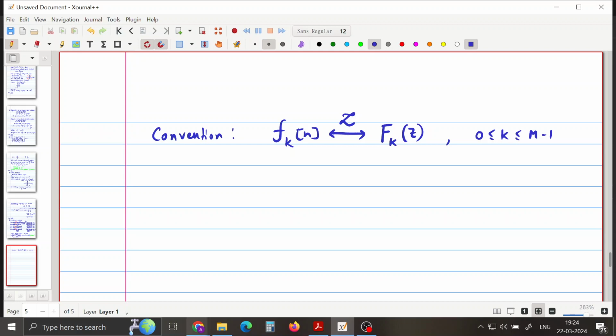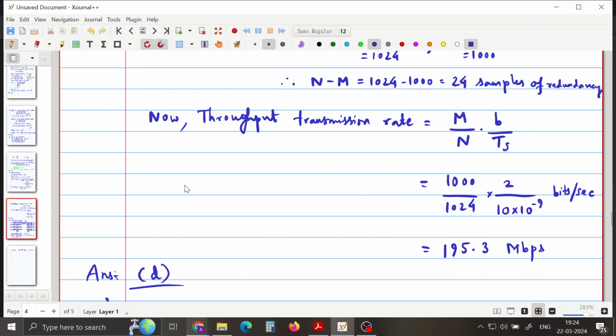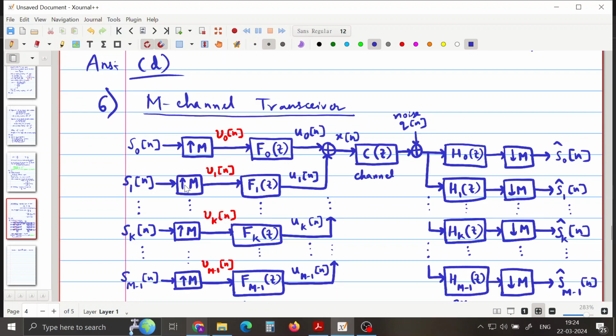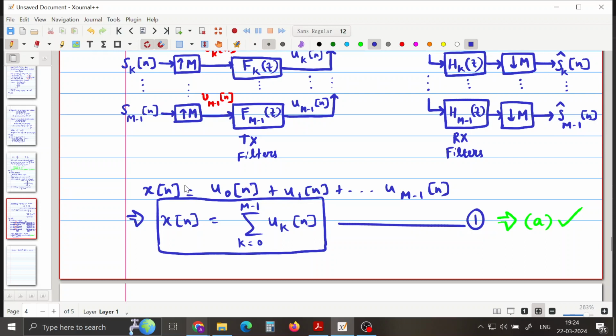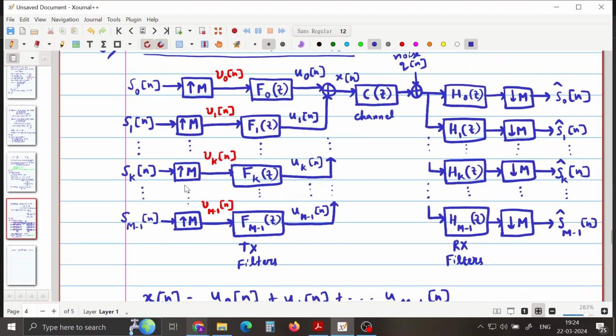Great. Now let's try to explore whether x of n can be expressed in some other forms as well. One thing we have verified is that x of n is the sum of these u k's, k running from 0 to M minus 1. Now, since I have marked these intermediate sequences by v0, v1, and so on, we'll try to further simplify and express x of n in terms of v i's of n, and ultimately in terms of the input sequences, which are s naught of n, s1 of n, and so on. So let's do that. If you observe this part, the transmitter filters f naught of z, let's look at the first branch.